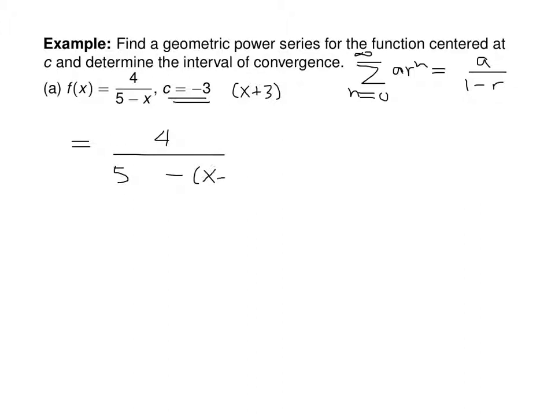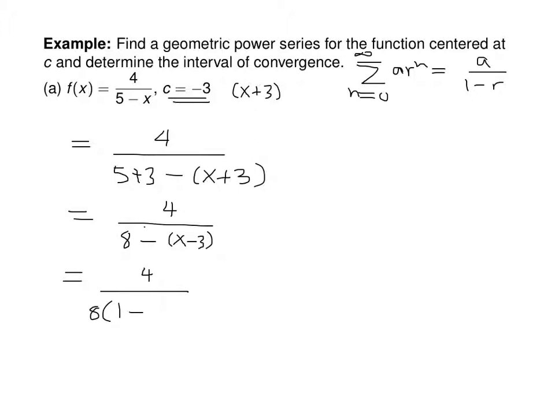So if I make that 4 over 5 minus the quantity x plus 3. See, I've actually added a negative 3 in the denominator, so to compensate I must also add a positive 3, so that I've added nothing effectively. So that becomes 4 over 8 minus x plus 3. We need that 8 to be a 1, so factor out an 8. So 4 over 8 times the quantity 1 minus x minus 3 over 8, which is the same thing as 1/2 divided by 1 minus x minus 3 over 8.